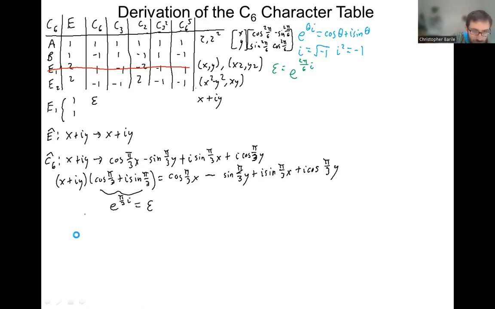Okay. And so if we want to make this character, this is our character, sorry. Our character for C3 is now just doing C6 twice. So all these are going to be the same, but we're going to get 2 pi over 3 i. So it wouldn't be wrong to put that as our character, but let's try to get it in terms of epsilon. And to do that, I'm going to expand out what epsilon is equal to.